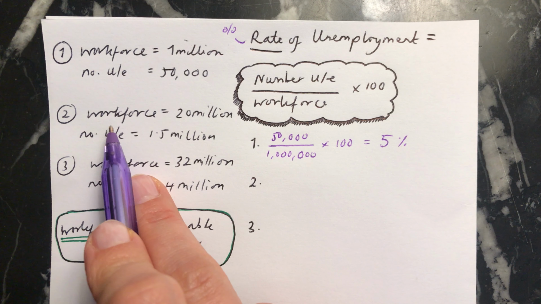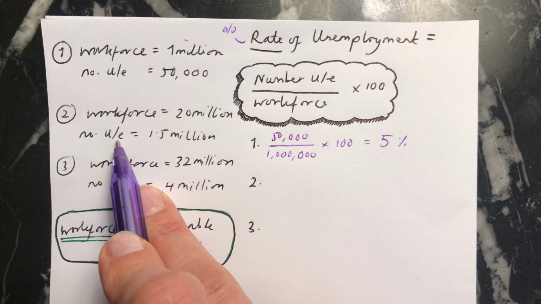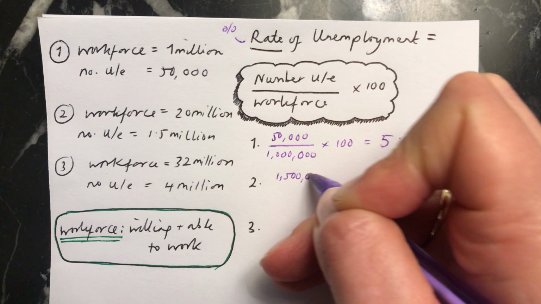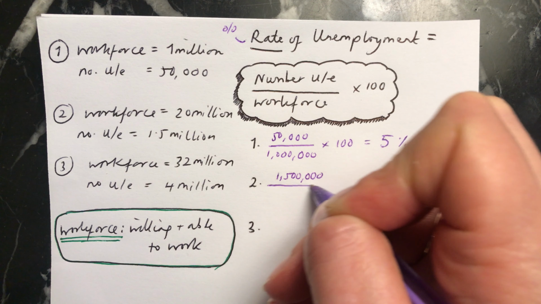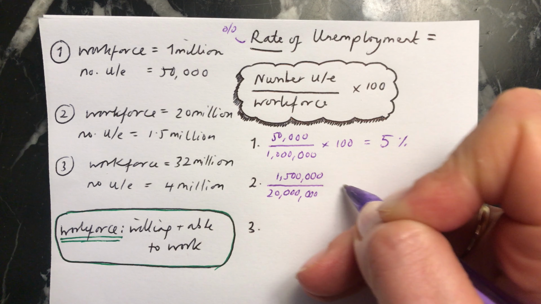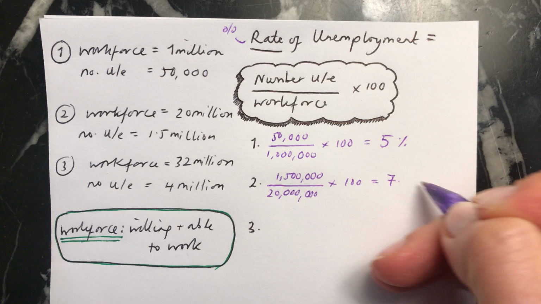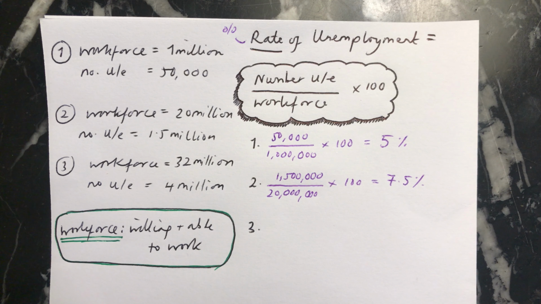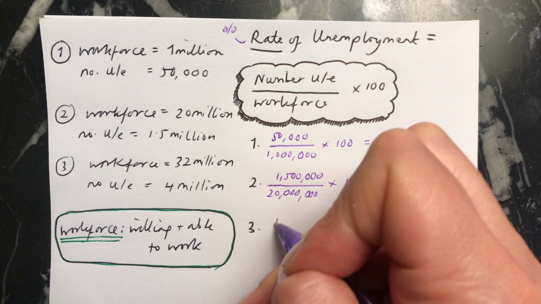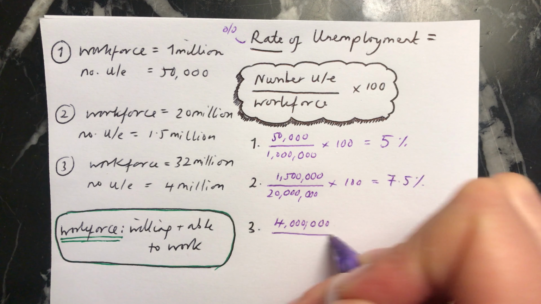Number 2, we know here our workforce is 20 million and 1.5 million people are unemployed. So it's 1.5 million out of 20 million times 100, which equals 7.5%.